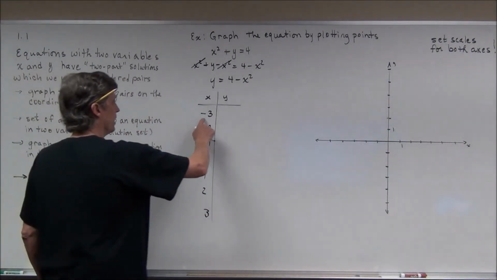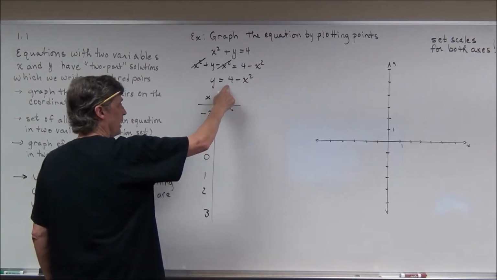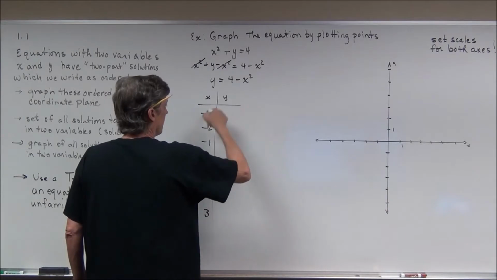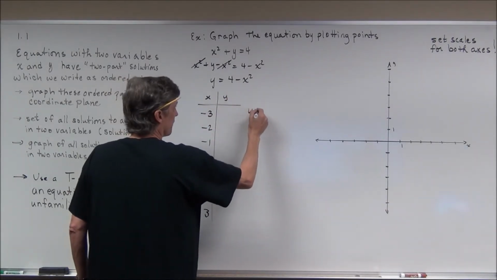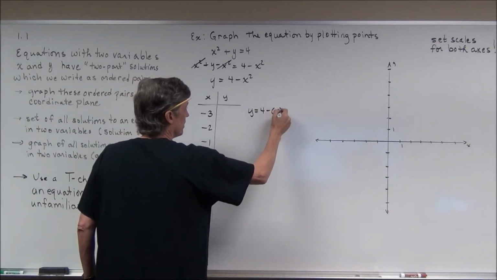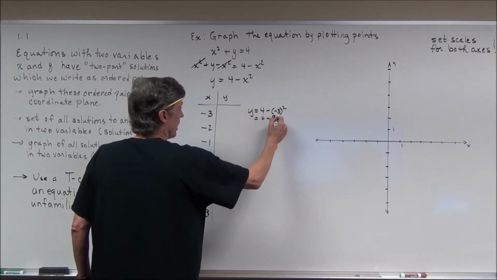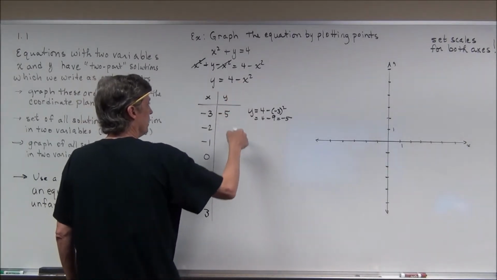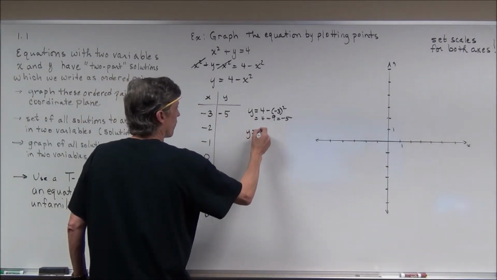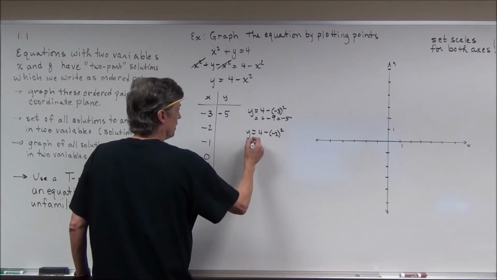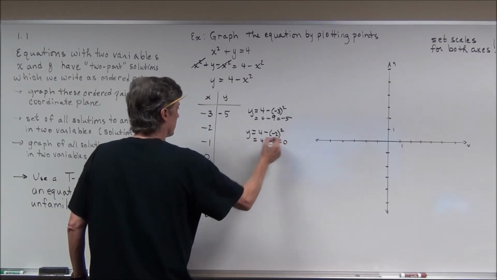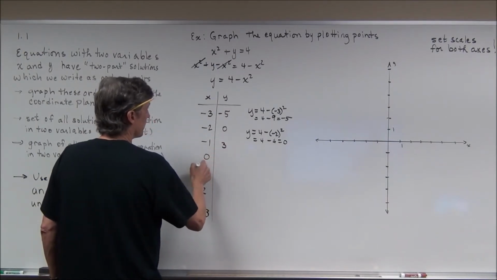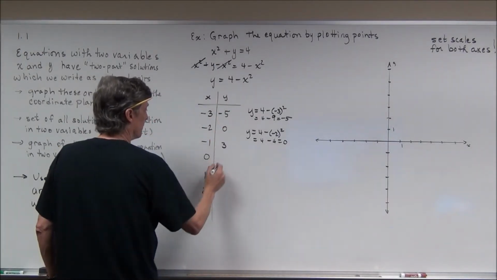Now when I say plug in, we're substituting into this equation here. I'm not going to do this every time because I didn't leave myself a lot of space, but I'm going to plug -3 in for x, and find the y that goes with it. So this is 4 minus 9, this is -5. Then I'm going to plug -2 in, and go through this step one more time. 4 minus -2 squared, so that's 4 minus 4, which is 0. I'm going to plug -1 in. I'm going to get a 3. I'm going to plug 0 in. Do the arithmetic, I'm going to get a 4.